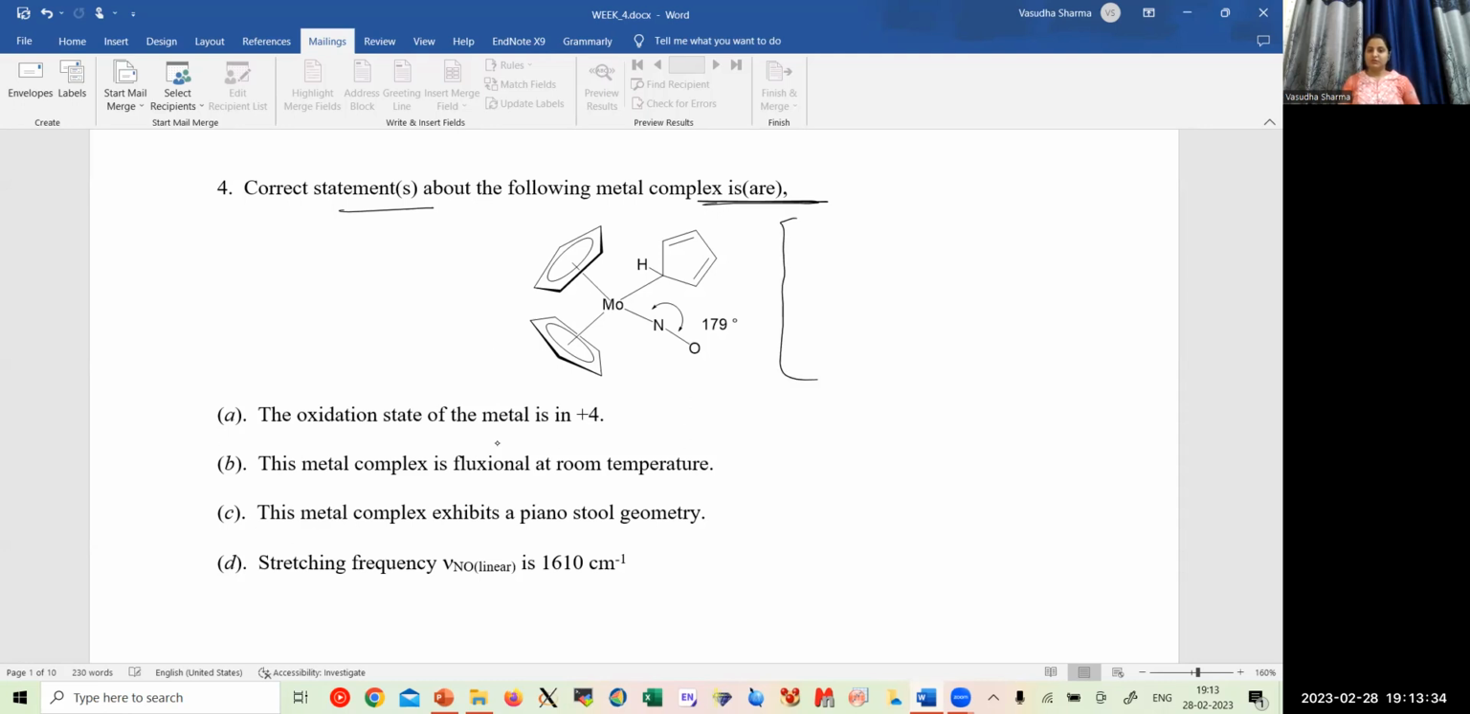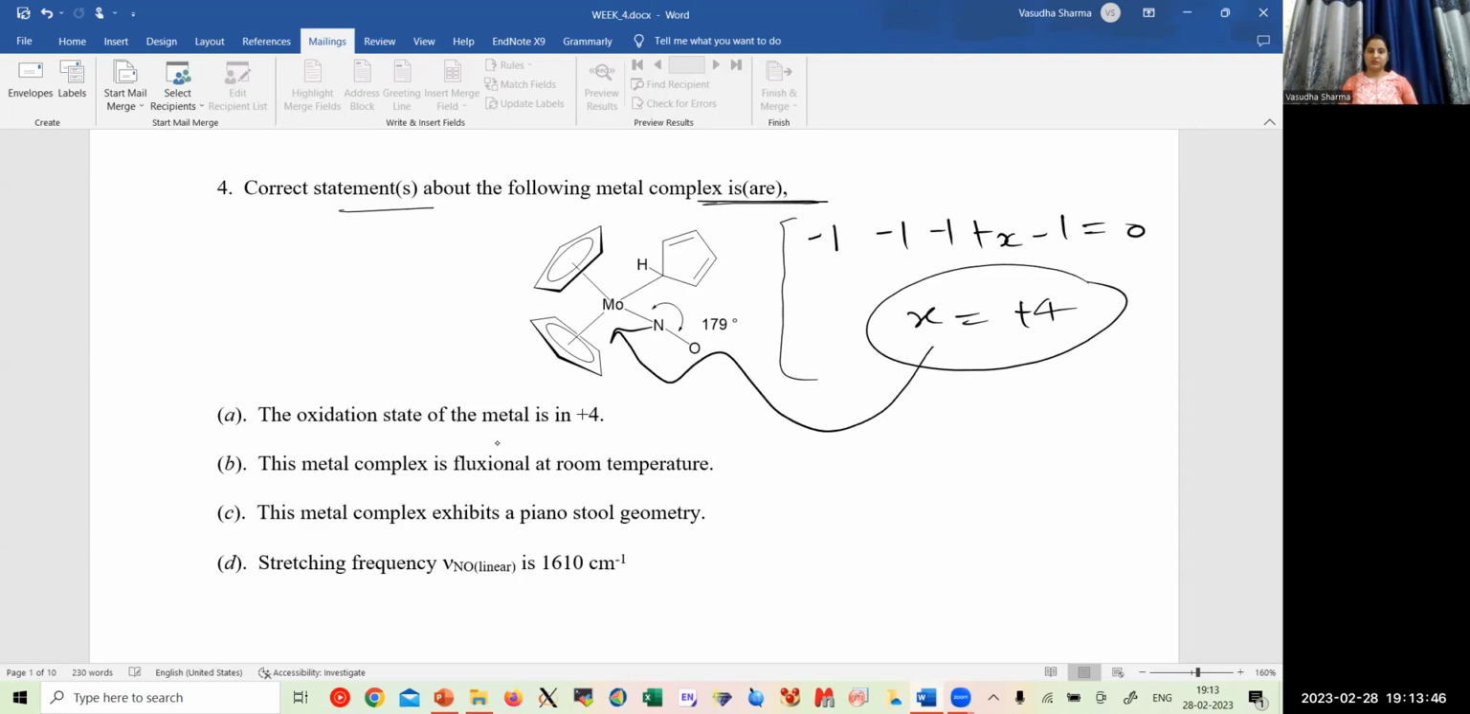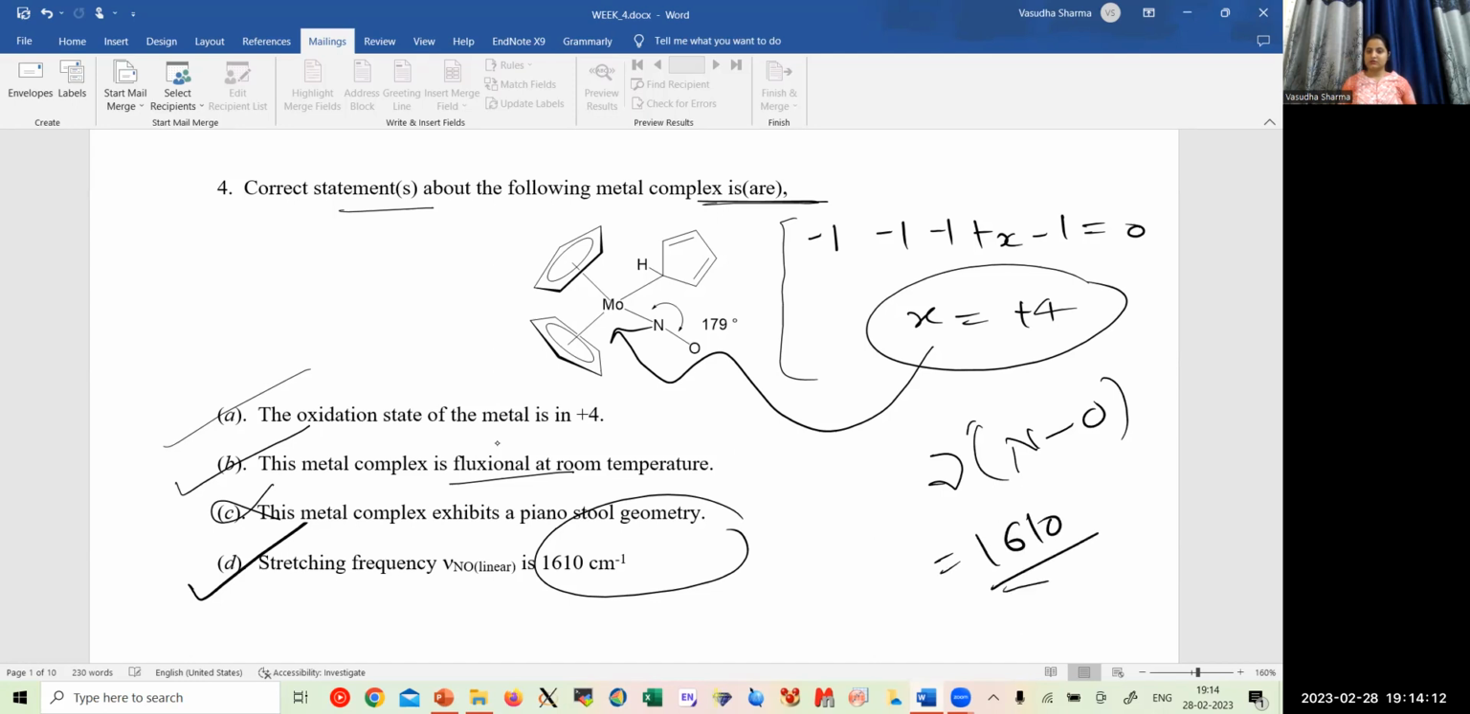So therefore, from 3 Cps, it will have -1, -1, -1, and X is -1. Therefore, X becomes +4, which is nothing but your oxidation state of the metal. So this statement is right. The metal complex is fluxional at room temperature. We have already seen that there are ligands which can change their hapticity from eta 1 to eta 3, or electron density from 3 to 1. So therefore, it is fluxional at room temperature. This is not a piano stool geometry, so the C statement is wrong. And also we have seen in the earlier question that the stretching frequency of NO is 1610. So all the 3 points are correct except the C point.